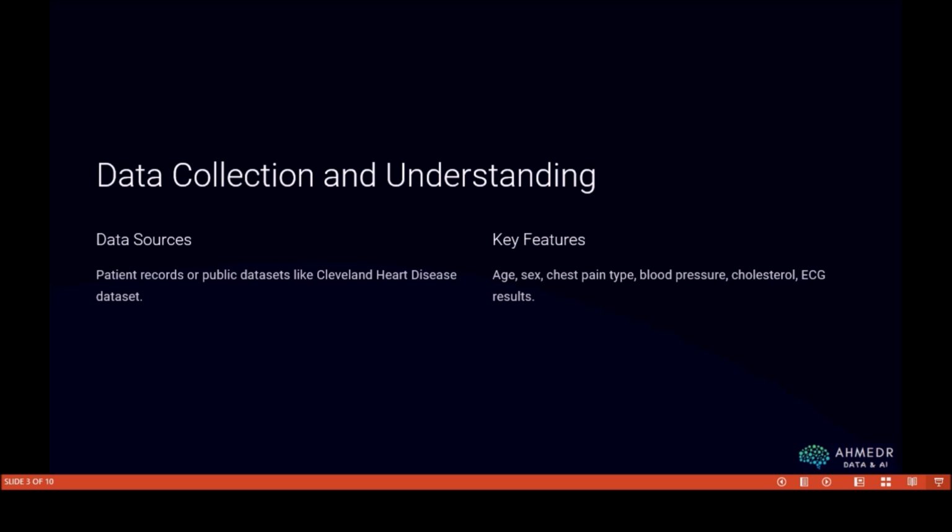The next step here is gathering the data. In the case of heart disease prediction, the data could come from patient records or public datasets like the Cleveland Heart Disease Dataset. The data should contain clinical attributes such as age, gender, blood pressure, cholesterol level, and other relevant medical information that is highly correlated with the heart disease problem.